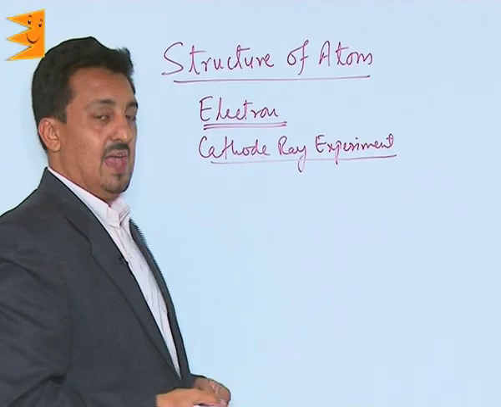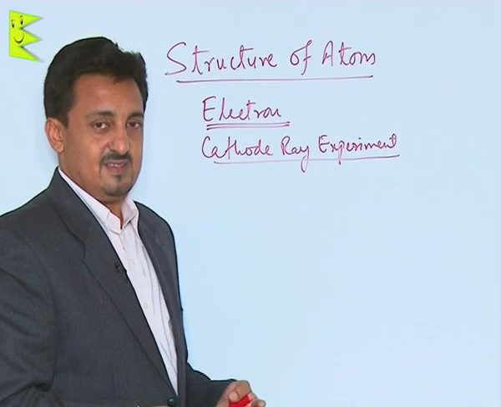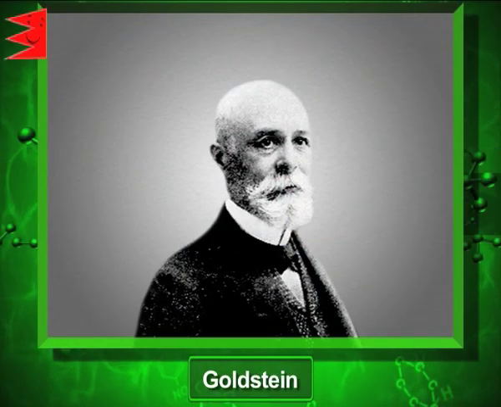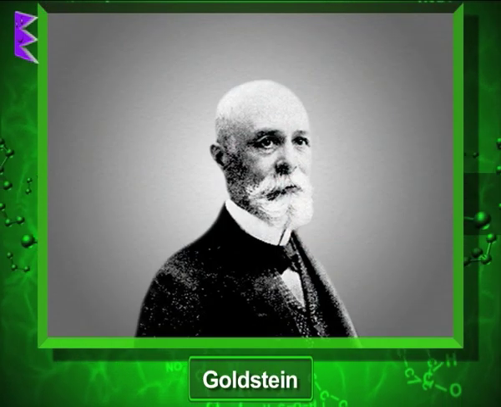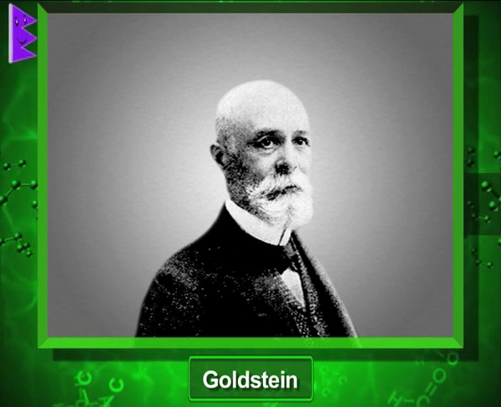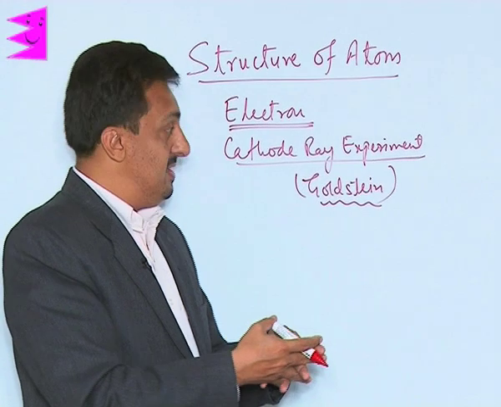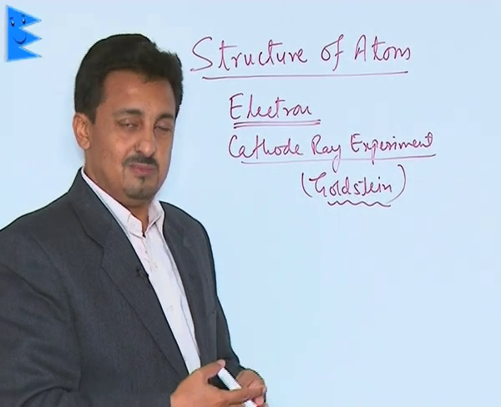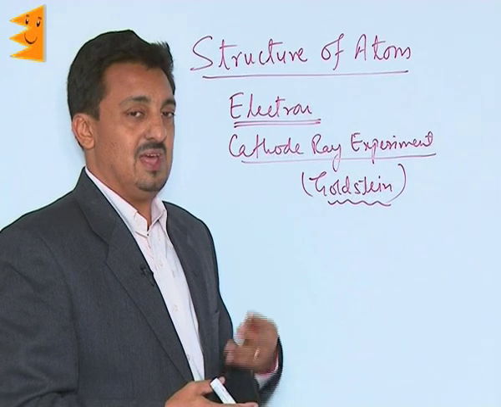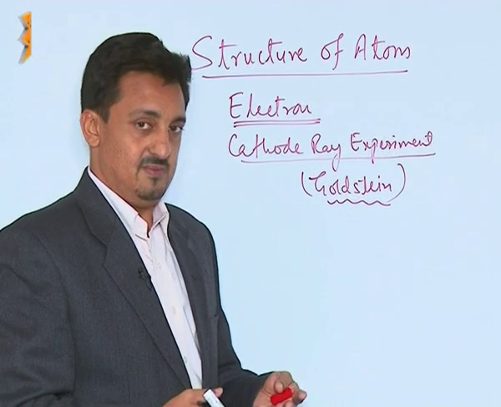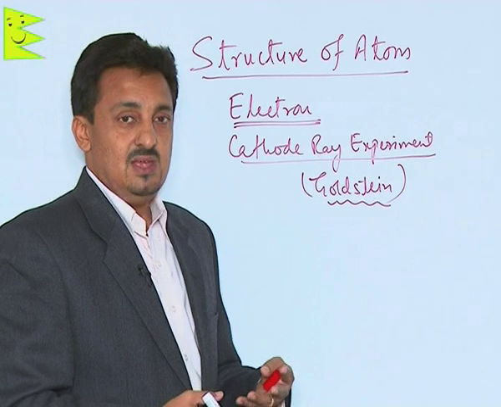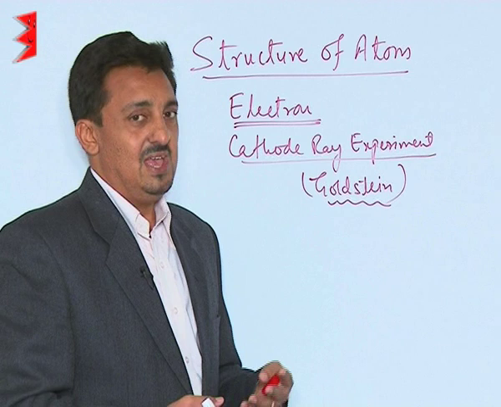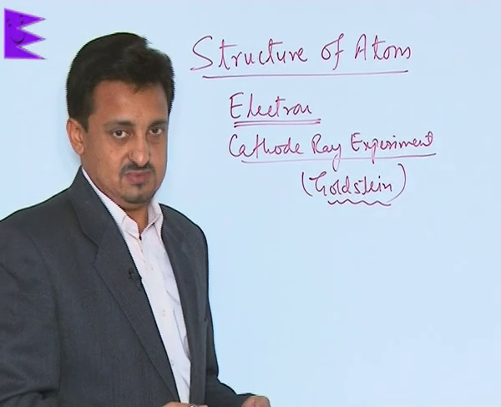which was actually being carried out by many scientists, but it was Goldstein who did the complete study on this, and he came out with the properties of these rays which are coming out from the cathode in the discharge tube experiment, and he was the one who said there are certain particles which are making these rays. Later on, J.J. Thomson did the complete study on it, gave the charge to mass ratio of these particles and named these particles as electrons.